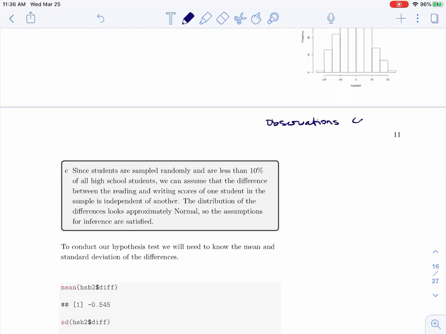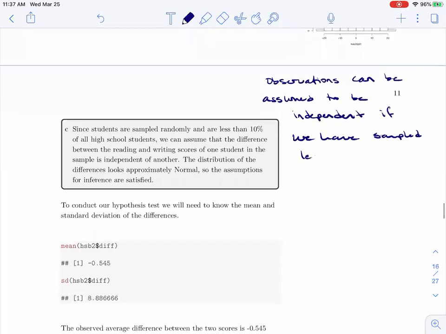Observations can be assumed to be independent if we have sampled less than 10% of the population.